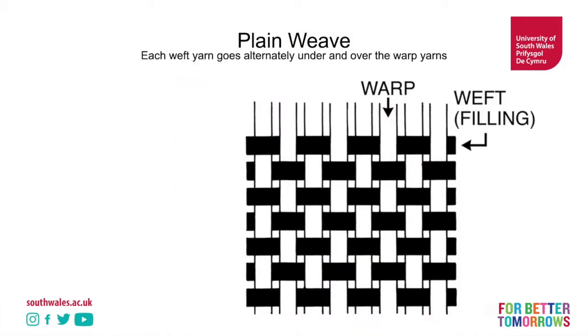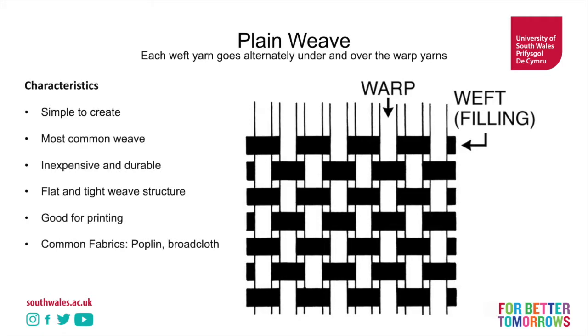So we're about to talk about the main types of woven fabric, and you can see our warp and our weft there. So plain weave is simple to create. It's the most common weave. It's very inexpensive and it's fairly durable, and you can see that it's 1/1 over-under, very simple. It's flat and tight, so depending on the fiber width, thinner fibers equal tighter weave. It's great for printing, and many common fabrics such as poplin and broadcloth are produced using plain weave.